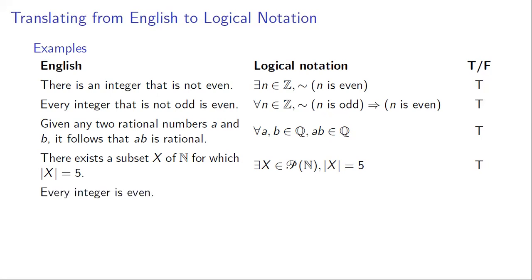Here's another example. Every integer is even. How do we express this in logical notation? For all n in Z, n is even. Is this true or false? Well, it's false, obviously. It's not true that every integer is even.